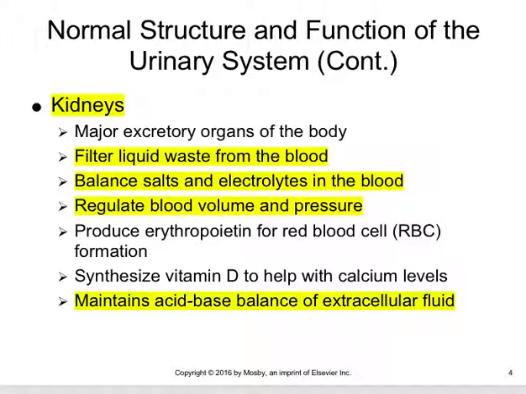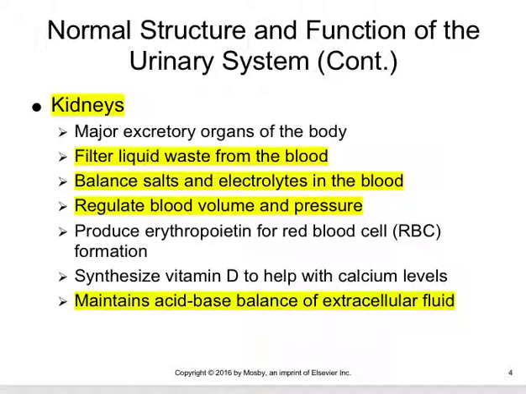Your kidneys filter waste from the blood. They balance salts and electrolytes in the blood. They regulate blood volume and blood pressure and maintain acid-base balance. Those are the key points I want you to remember about kidneys. What you want to take away is, if someone has kidney damage, what might you see? If someone's kidneys aren't functioning, what might you see?